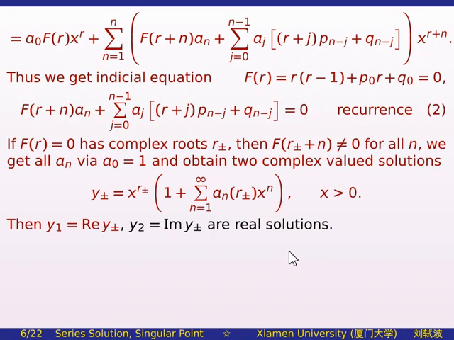So this completes our discussion of the case that capital F of r equal to 0 has a pair of conjugate complex roots r plus and r minus.